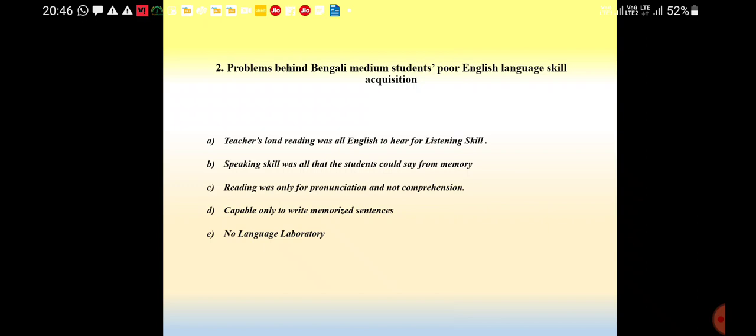Now for English listening skill, teachers' loud reading was all the English students got to hear. Class observation showed how listening skill of students was quite underdeveloped, and the teachers blamed mostly the students for being first generation learners with illiterate, poor parents. At home they received no exposure to the language. As a result, they did not get to listen to English enough.